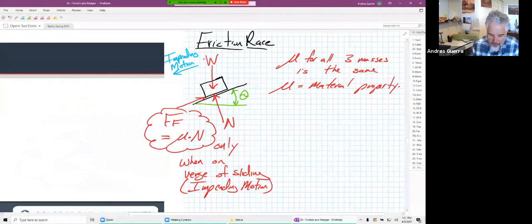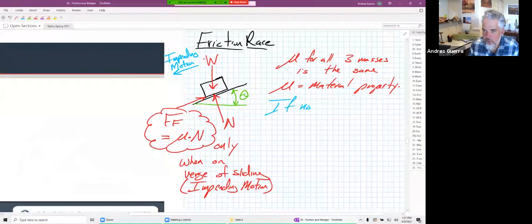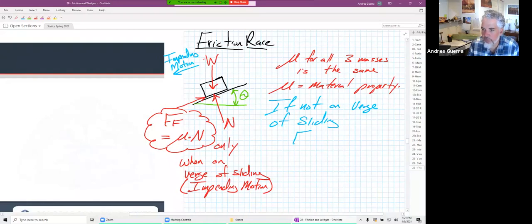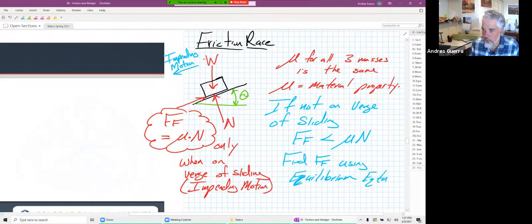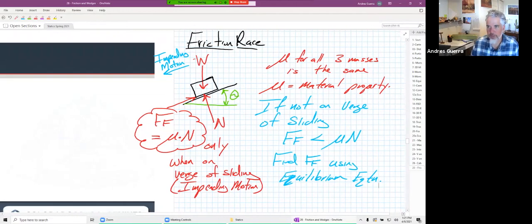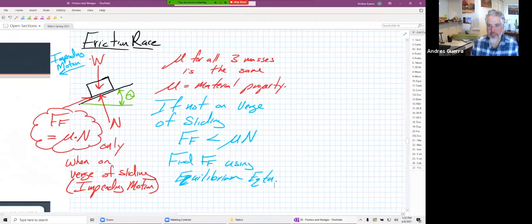So if we are not on the verge of sliding, then we would say the force of friction is somewhere less than mu times N. And we would have to find the force of friction using equilibrium equations, not a material property relationship like we're showing over here, this mu times N. So we'd have to find it using our equilibrium equations. So mu is exactly the same for all three of those.